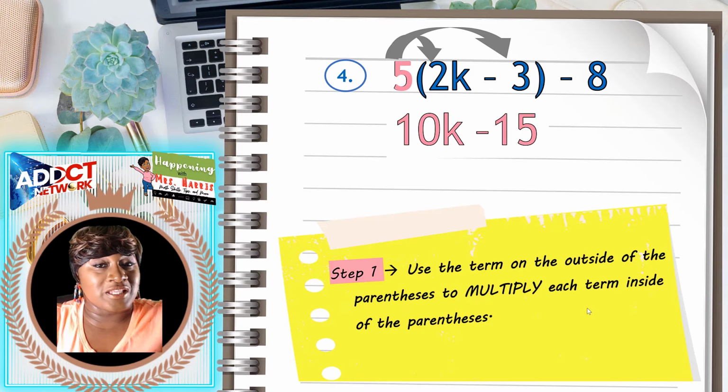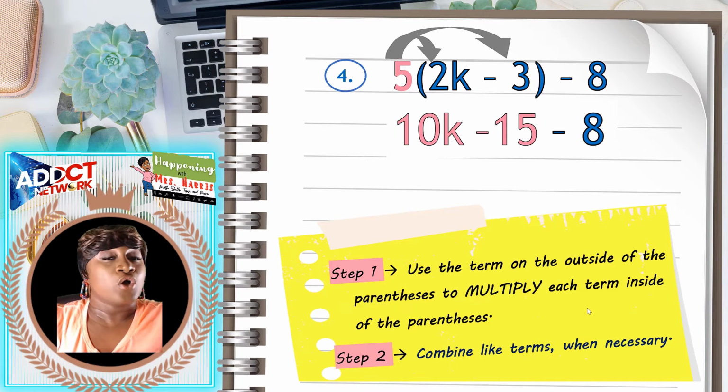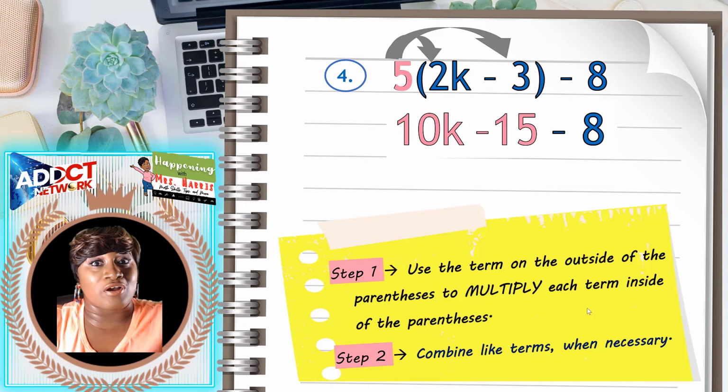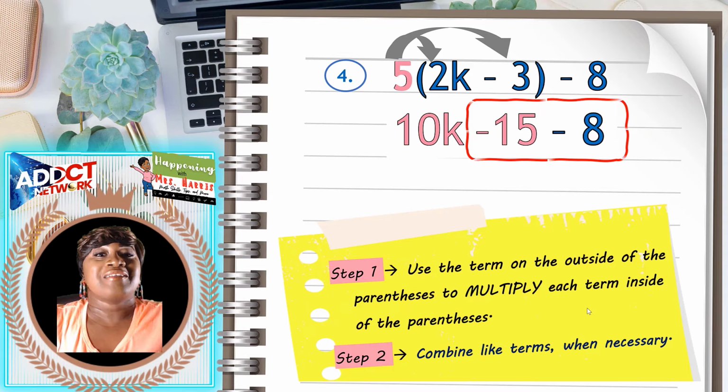Now, since the parentheses are closed, the minus 8 that is on the right side of the parentheses, that constant, we're just going to bring it down. Now we'll move on to step 2. We're going to simplify by combining like terms. Here we see that there are like terms. Our like terms are the minus 15 and the minus 8.